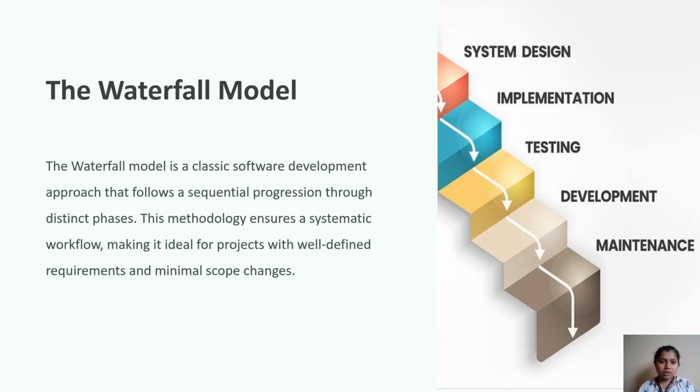Firstly, the waterfall model. It is a classic software development approach that follows a sequential progression through distinct phases, like the water falling downwards steadily through several phases. This methodology ensures a systematic workflow, making it ideal for projects with well-defined requirements and minimal scope changes. This is the traditional project management approach.